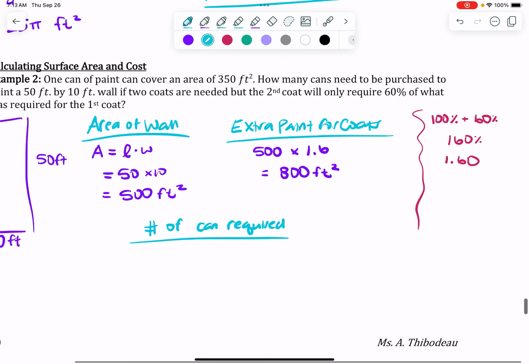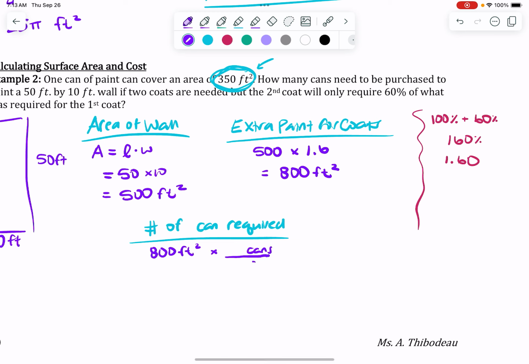And remember yesterday when we were talking about this, we kind of set up the information as a conversion. The number here that I've circled in the question, the 350 square feet, is how much 1 can of paint covers. So I know that if I have 800 square feet and I want to end up with cans, cans have to be at the top, square feet have to be in the bottom so they cancel out. So it tells me really that I'm just having to divide. And 1 can covers 350 square feet.